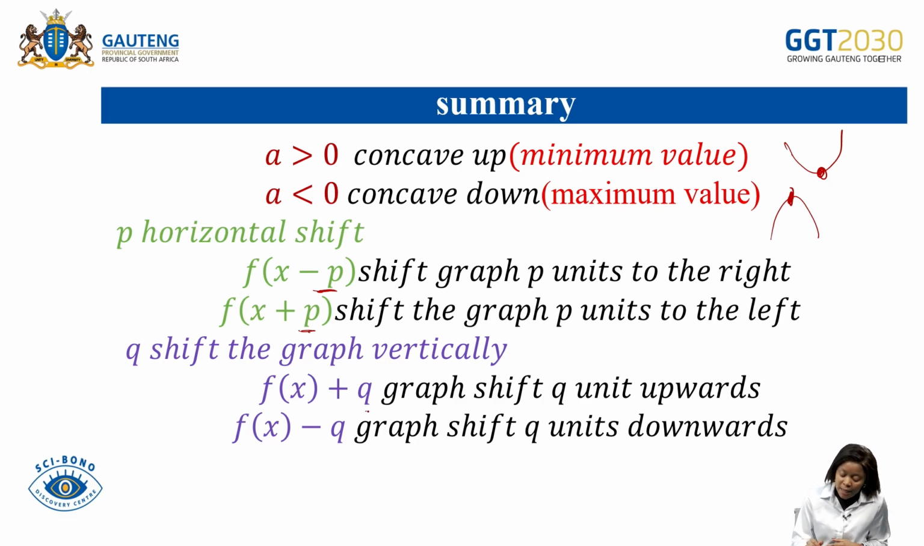So if you have plus q, your q is being added, your graph is going to shift q units upwards. And if q is being subtracted from your function, then it means your graph is going to shift q units downwards.